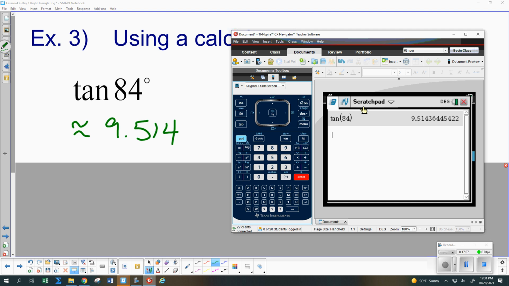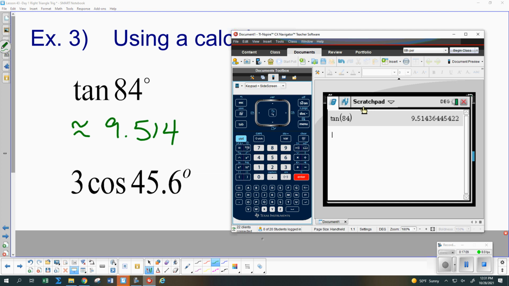Okay, let's do another one. This one means 3 times the cosine of 45.6. Don't push the times. Type it just like that. Type the 3, then trig, but pick COS. And then in the parentheses, put 45.6 and enter. And raise your hand when you have that. And we'll see if we all come up with the same value.